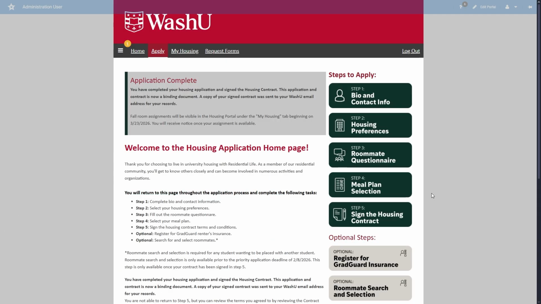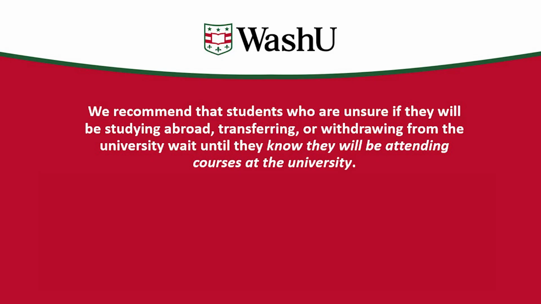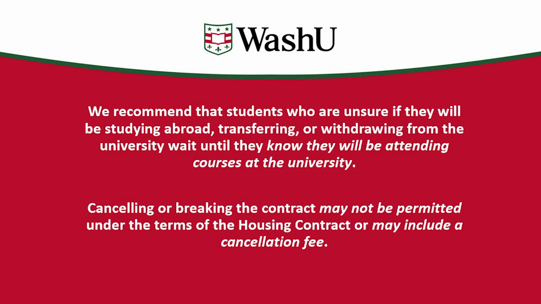After completing Step 5, your contract is considered a binding document. Please only complete this step if you are certain that you'll be living in residential life housing. We recommend that students who are unsure if they will be studying abroad, transferring, or withdrawing from the university wait until they know they will be attending courses at the university, as canceling or breaking their contract may not be permitted under the terms of the housing contract, or may include a cancellation fee.